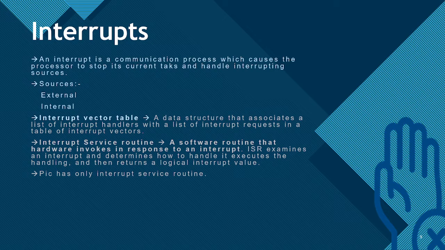Interrupt is a communication process which causes the processor to stop its current task and handle the interrupting sources. The sources can be external or internal. Some of the terms associated with interrupts are the interrupt vector table and the interrupt service routine. The interrupt vector table is a data structure that associates a list of interrupt handlers with a list of interrupt requests. The interrupt service routine is a software routine that hardware invokes in response to an interrupt. The ISR examines an interrupt, determines how to handle it, executes the handling, and then returns a logical interrupt value. PIC has only one interrupt service routine.